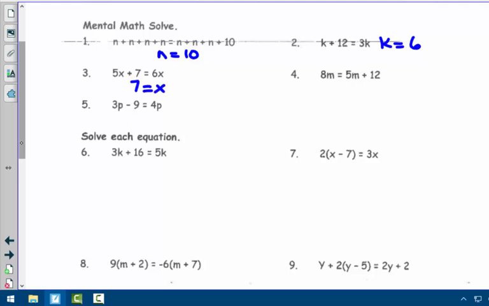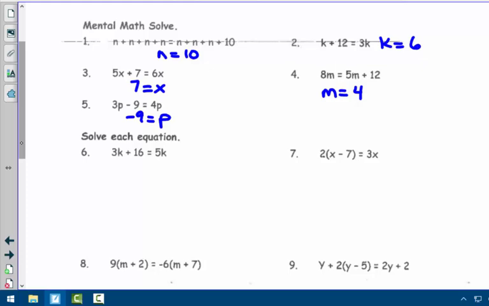You should keep that 7 on the left and the x on the right. Number 4, subtracting 5m's from both sides, you get 3m is 12, so m must equal 4. And 8 times 4 is 32, 5 times 4 is 20, plus 12 is 32. It works. 3 p's, subtracting those from each side, you get negative 9 equals p. And yes, the p is on the right. Keep it there on the right.